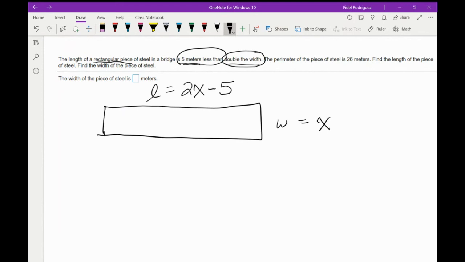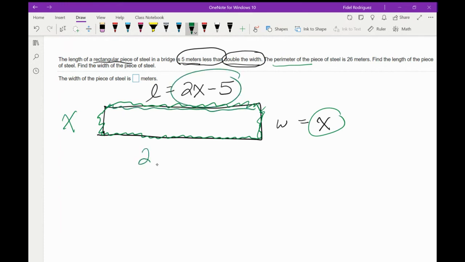Okay. Now, the next thing is we're talking about the perimeter. Now, guys, the perimeter means what happens if I were to start walking and I were to walk all the way around this rectangle, okay? Well, if I already know that this side here is x, then this side is also going to be x. And if I know that the top part here is 2x minus 5, then that bottom part is also going to be 2x minus 5, okay?